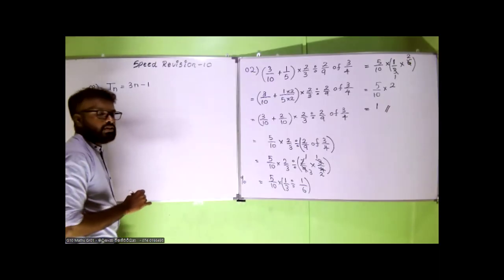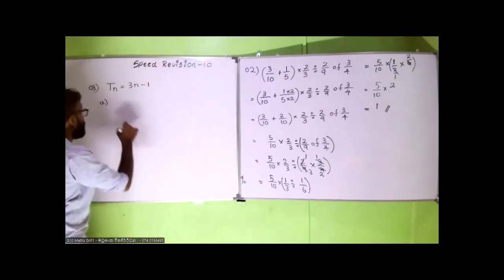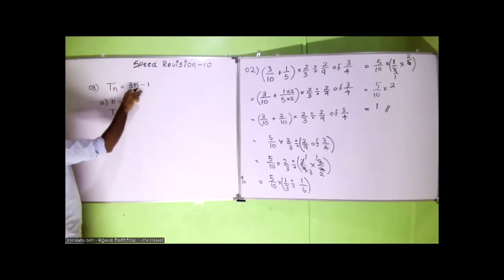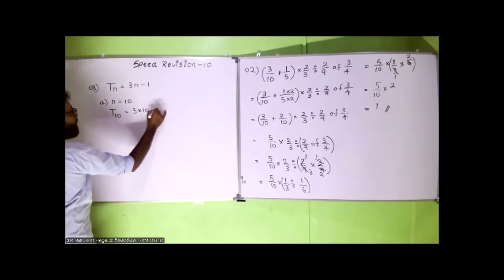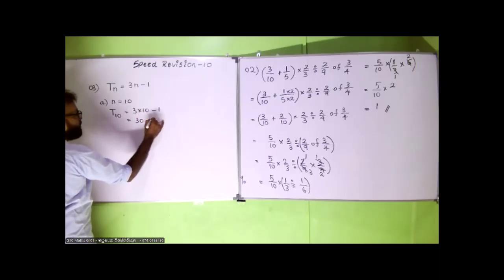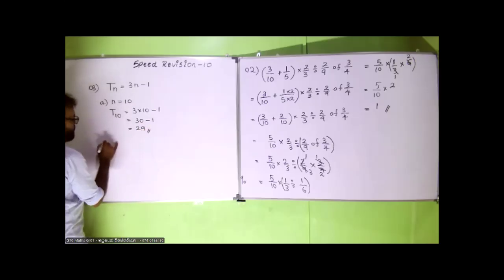And as in the first question, they are asking to find the 10th term, right? If you want to find the 10th term of this, they are asking T10. N equals 10. So T10 means you have to substitute n equals 10 in your general term. 3 times n, that means 3 times 10 minus 1. 3 times 10 is 30. 30 minus 1 is 29.